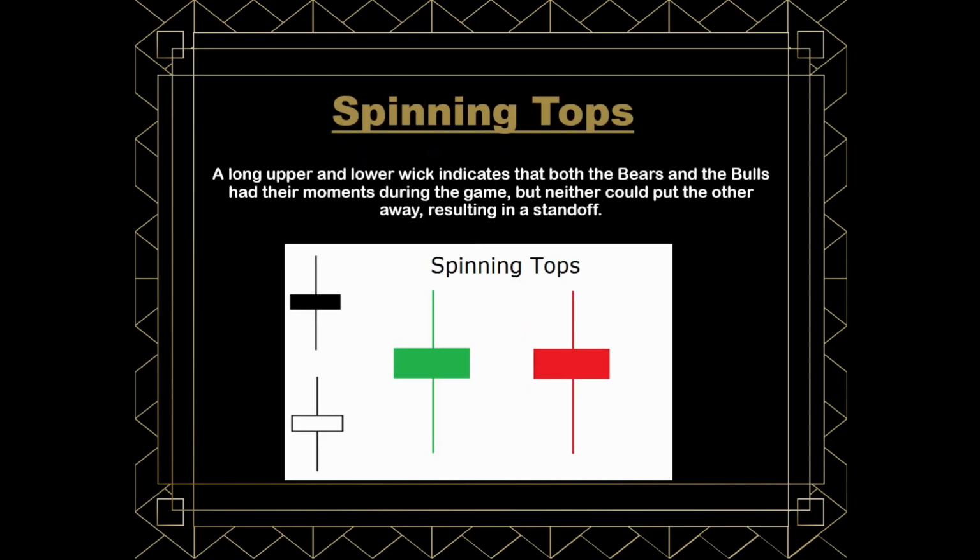Spinning tops. A long upper and lower wick indicate that both the bears and the bulls had their moments during the game, but neither could put the other away, resulting in a standoff. And again, it doesn't matter if it's a red candle or a green candle. With spinning tops, we have our long wicks at the top and our long wicks at the bottom. They're both going to be equal with small real bodies. That's a standoff. Neither could win. This is resulting in indecision. The bears and the bulls had a tug of war and nobody won.